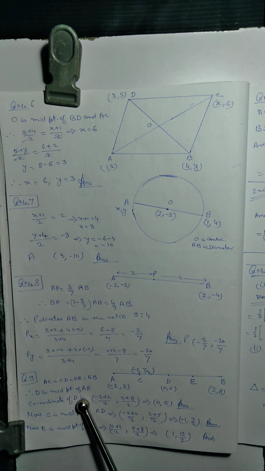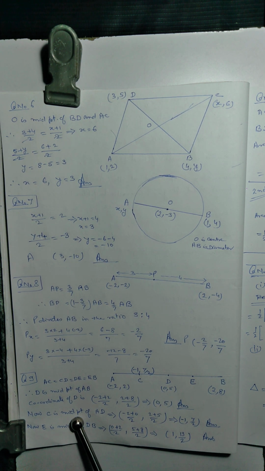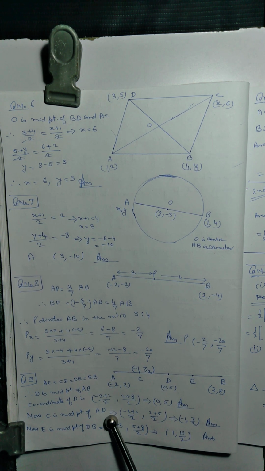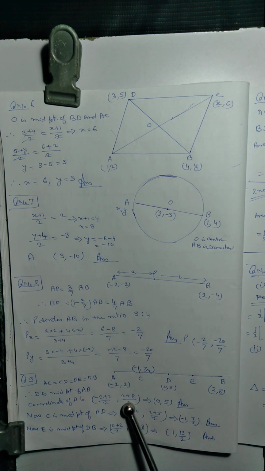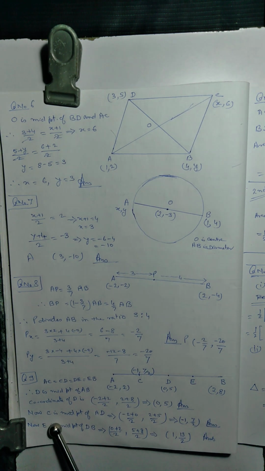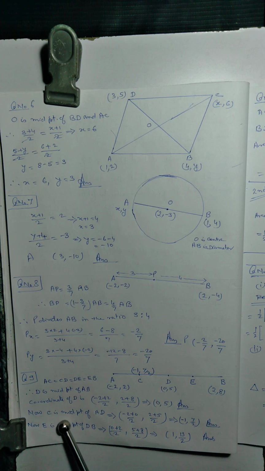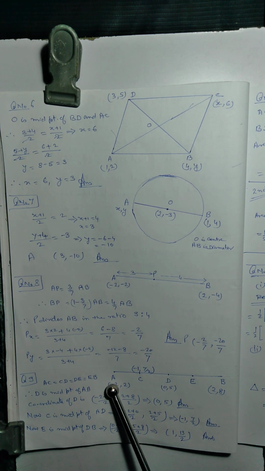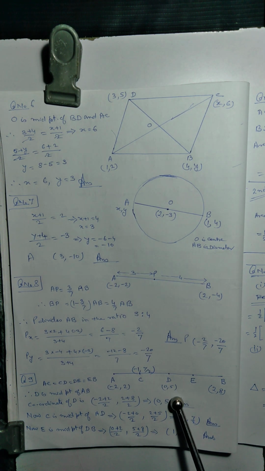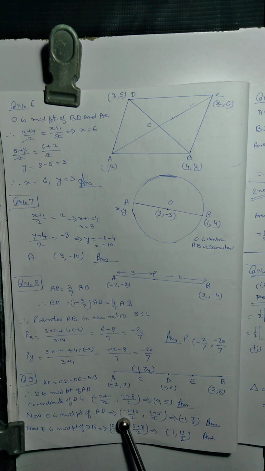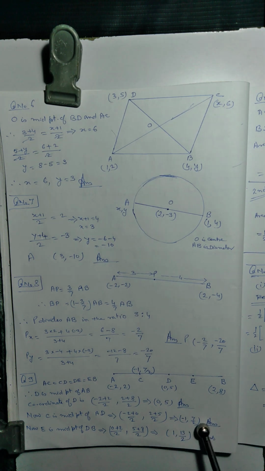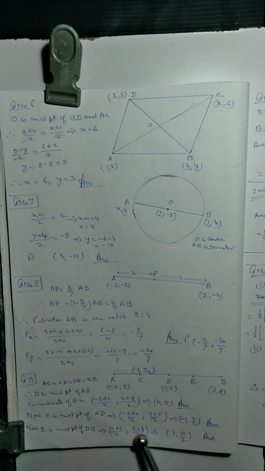D is the midpoint of AB. So the coordinate of the point D can be given by (-2 + 2)/2 and (2 + 8)/2, that will be equal to (0, 5). Now C is the midpoint of AD. Now we have got the coordinate of that point D. So (-2 + 0)/2, (2 + 5)/2, that will give you (-1, 7/2), and this will be your answer also.